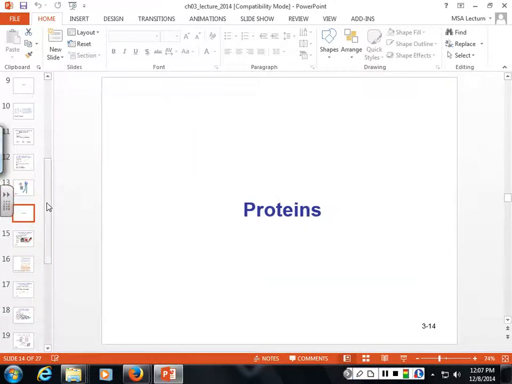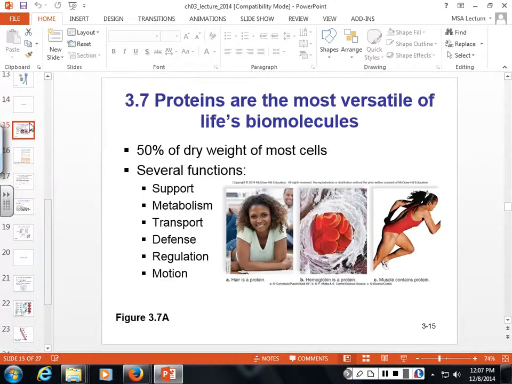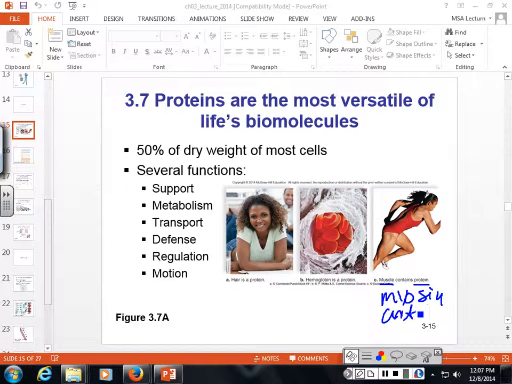All right, the next are proteins. So what are proteins? Proteins are, first of all, one of the most versatile of life's biomolecules. They do all sorts of functions. So they're for support, for metabolism, for transport, for defense, for regulation, for motion. You can see in these pictures here, muscles, that's a protein. We have something called myosin and actin. These are proteins that are made by muscle cells, and they enable your muscle cell to contract or generate force in order for you to walk, talk, run.